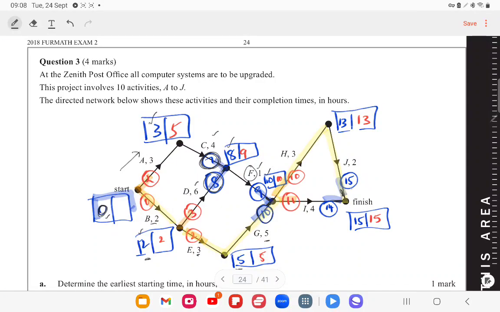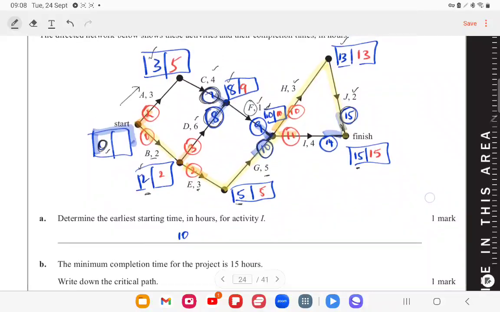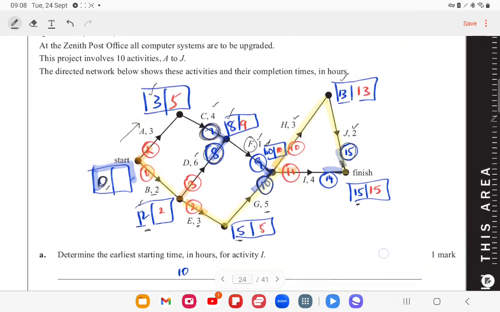Now let's go along H and J. So 10 plus 3 is 13, and 13 plus 2 is 15. And as we go along I, 10 plus 4 is 14. Of the two choices, I will choose 15. And in the question, they have said that the minimum completion time is 15 hours, and this forward scan supports our answer. They have said write down the critical path.